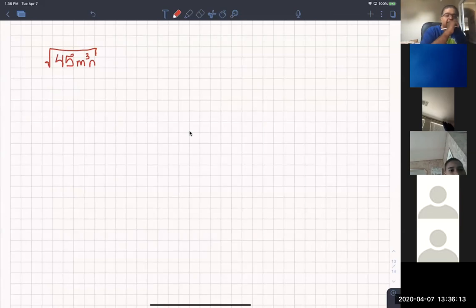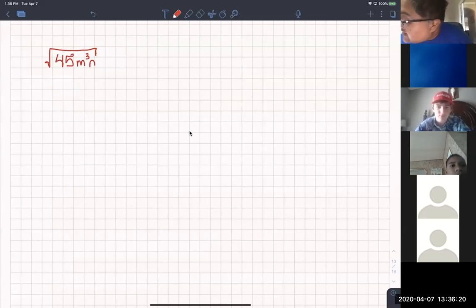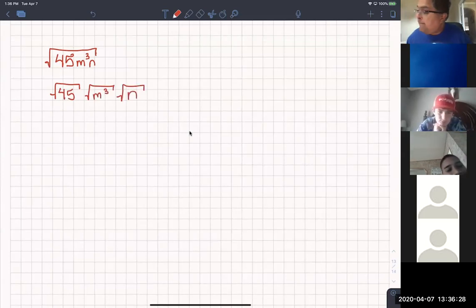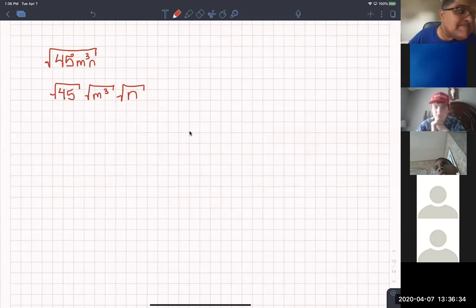Okay, how do we simplify that? Spread it apart. I'll first write it separately, remember? 45, 3, and... Okay, now what? Can I separate 45? You've got to do the little tree thing. You gotta do the tree.